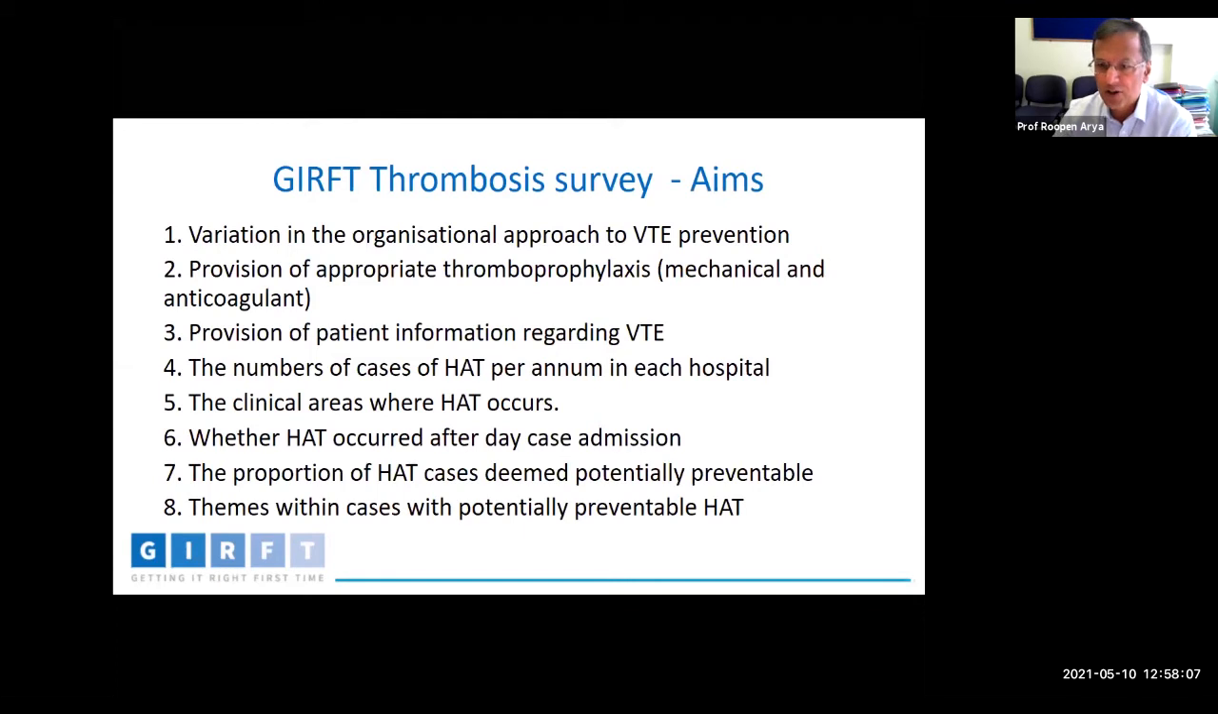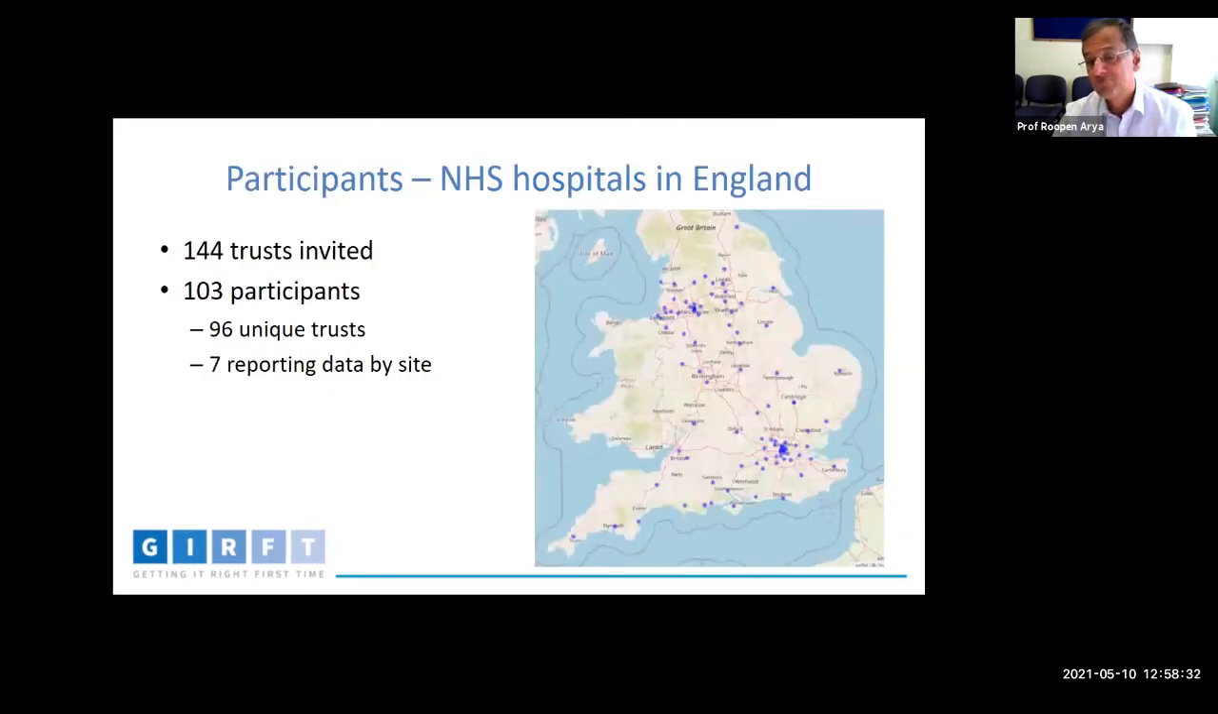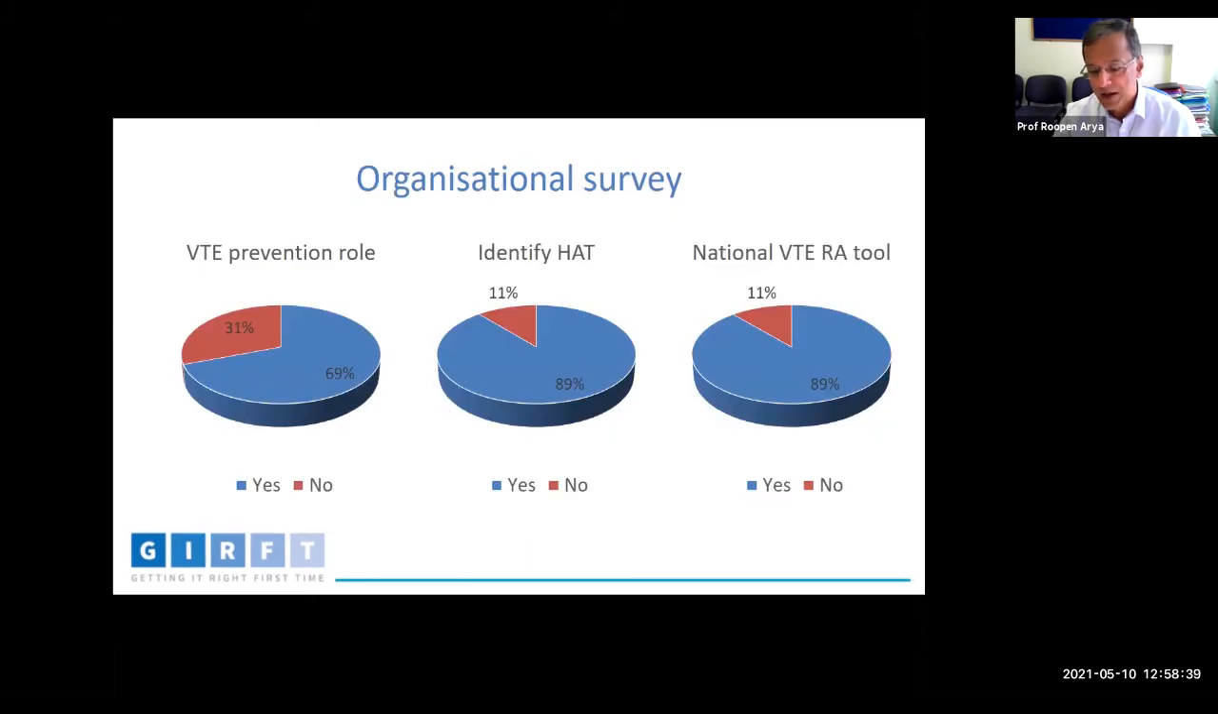Now, the aims of this survey were to examine the variations in the organizational approach to VTE prevention, to look at the whole VTE prevention pathway, and also look at hospital-associated thrombosis, the numbers of cases, how many were potentially preventable, and whether there were any common themes. We had over 100 participants nationally in England.